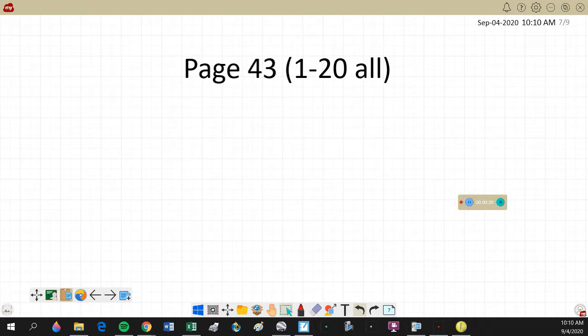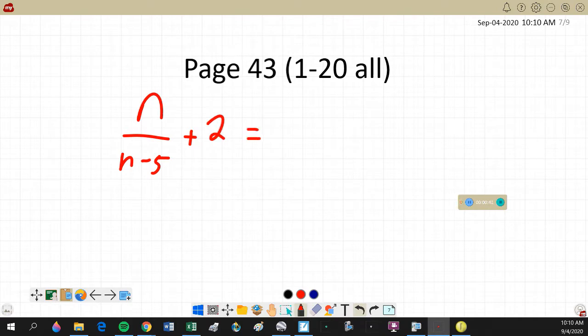It says, specify any values that must be excluded from the solution set, then solve the rational equation. So I will do some of the evens for you. So number 2: n over n minus 5 plus 2 equals n over n minus 5.